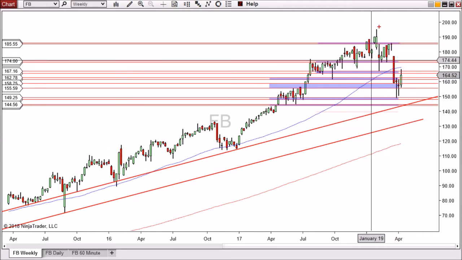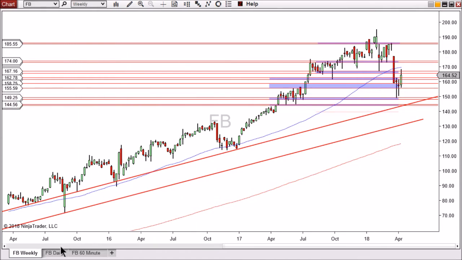You can see that they're basically getting a series of lower lows, lower highs. So again, we're looking at Facebook to see if it's going to be able to come up and take out this particular high. If it can't take out this high and then reverses and takes out this low, then I think these levels here will be in play.